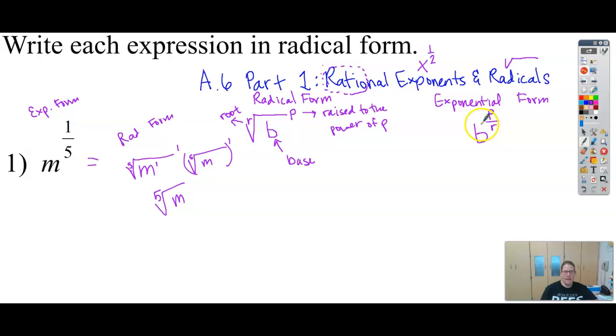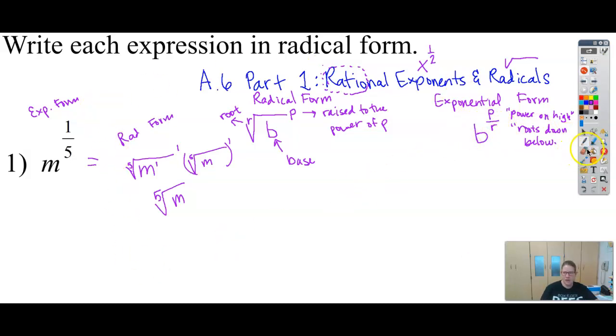So one thing that may help you remember what goes on the top and what goes on the bottom is this little saying: power on high. So the power it's being raised to goes on the top, and then roots down below. So think about a plant. The roots on a plant or a tree are down below the ground. So the root goes on the bottom here.